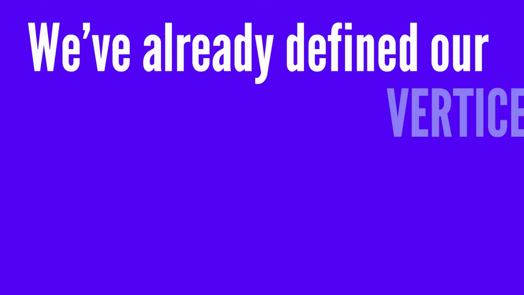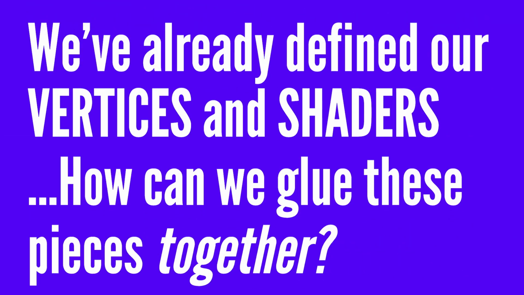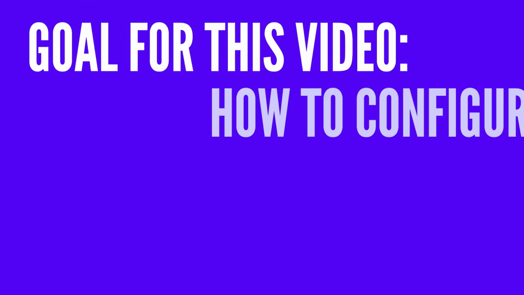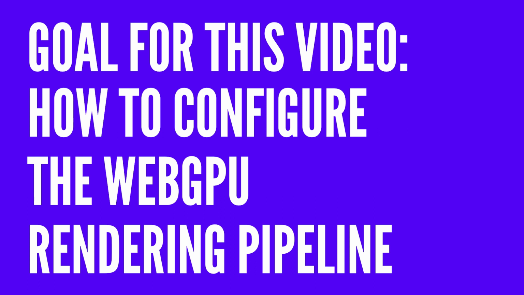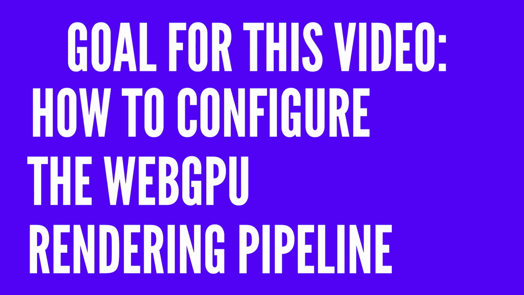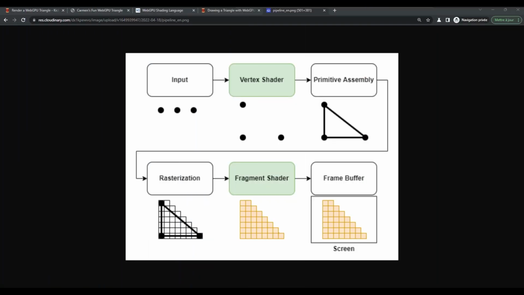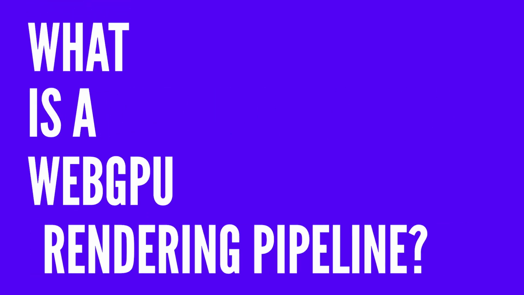Well, we've talked about our shaders, we've talked about our vertices, we've talked about pieces of a rendering pipeline, and today we're going to be taking a look at the code to configure our WebGPU rendering pipeline. So before moving on, I think it begs the question, what exactly is a rendering pipeline?